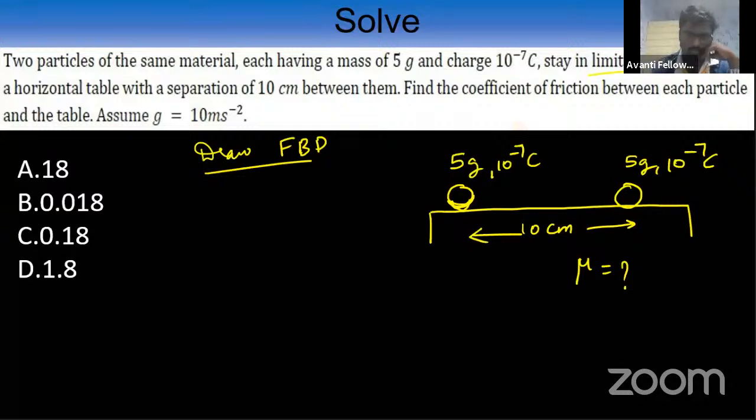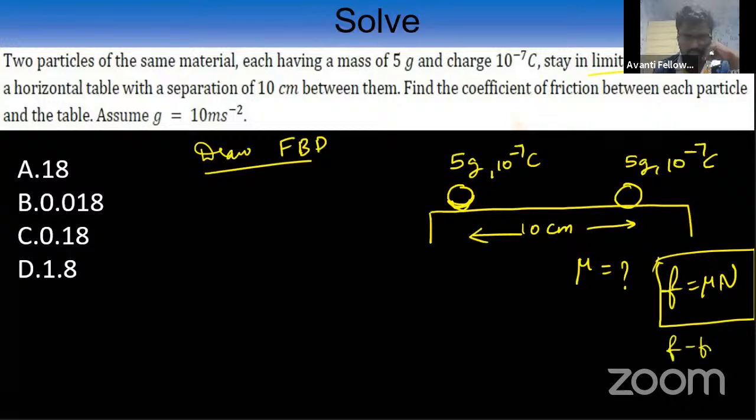You know what is mu? The coefficient of static friction. F is equal to mu times N. If you remember, F is equal to mu into N. This we studied in our 11th standard, where F is friction and mu is the coefficient of friction. You have to calculate mu here. And what is N, guys? N is nothing but the normal force, that is nothing but m into g.